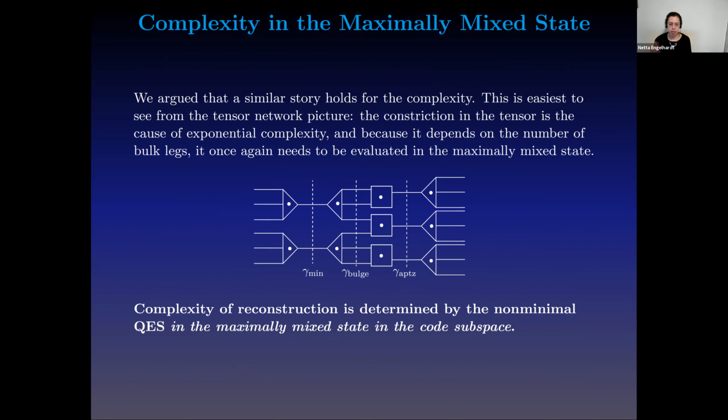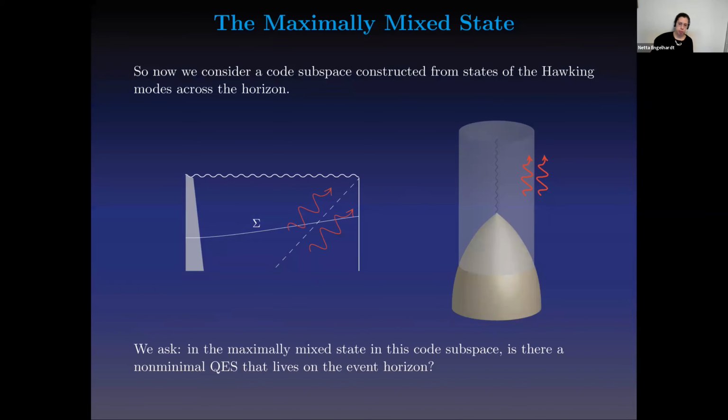So it has to be the case that this appetizer surface, when we evaluate the complexity in the exponential of the generalized entropy of the difference between the bulge and the appetizer surface, we have to look at the appetizer surface in the maximally mixed state for essentially the same reason that we have to do that when we do reconstruction. Okay, so how does this save us?